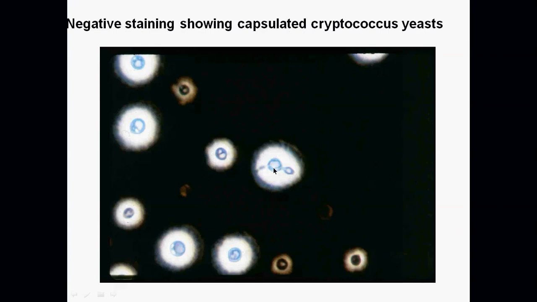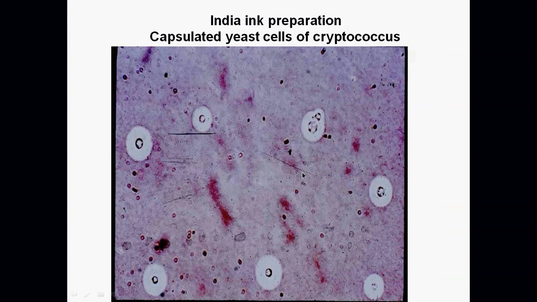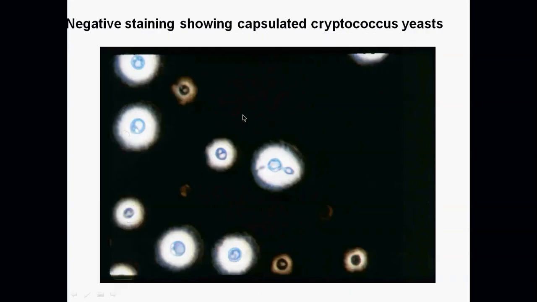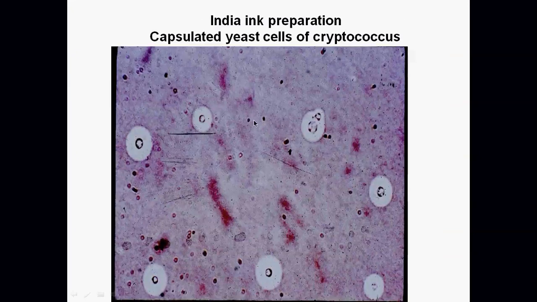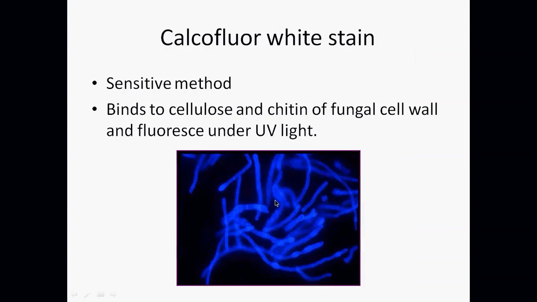Here you can see a fungus along with a capsule around it. You can see the budding also, and they are standing out against a dark background. So this is a negative staining for capsulated yeast. This is another one: this is a nigrosin preparation, and this is an India ink preparation. You can see again the capsulated fungus standing out against the dark background.